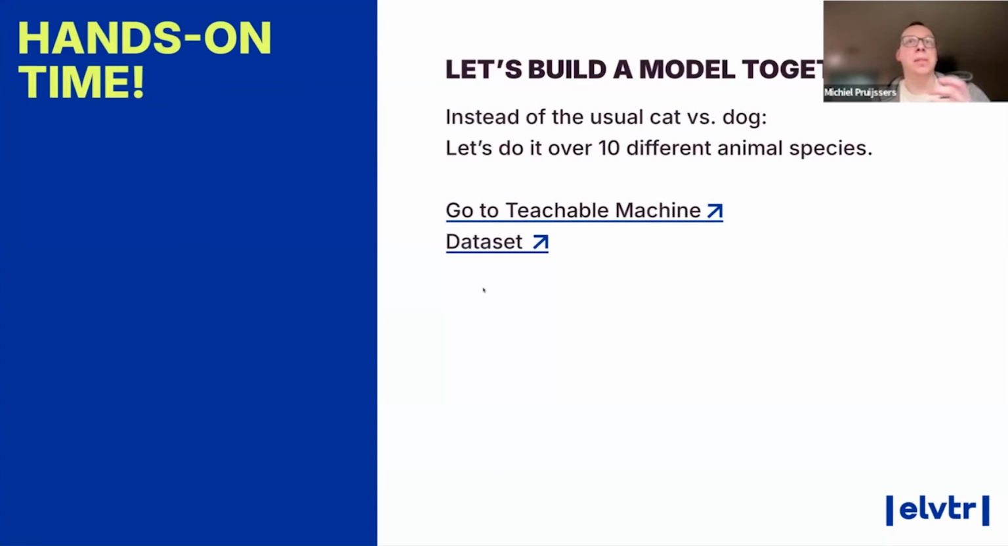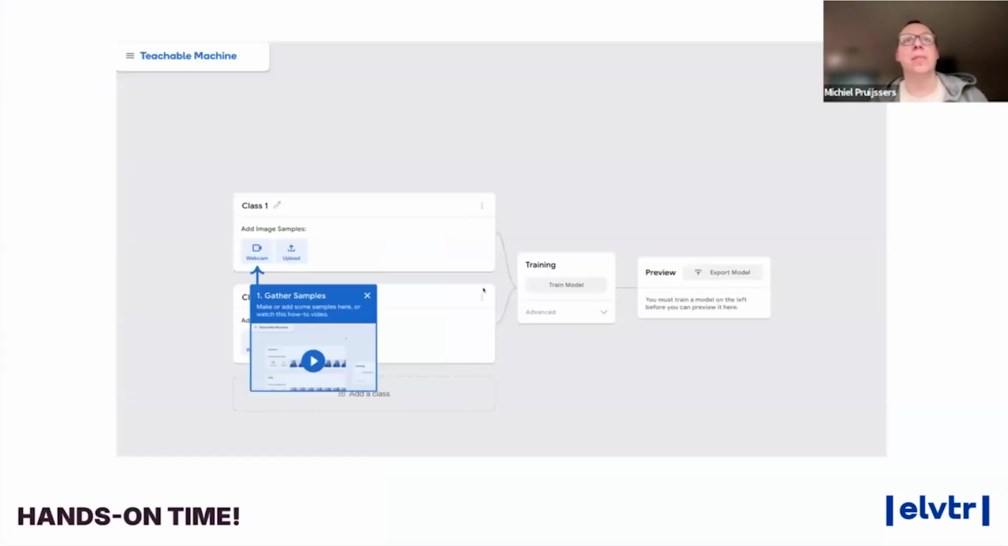We can basically build a deep learning model about picking up, not only doing cats and dogs, but we can do it with 10 different animal species.